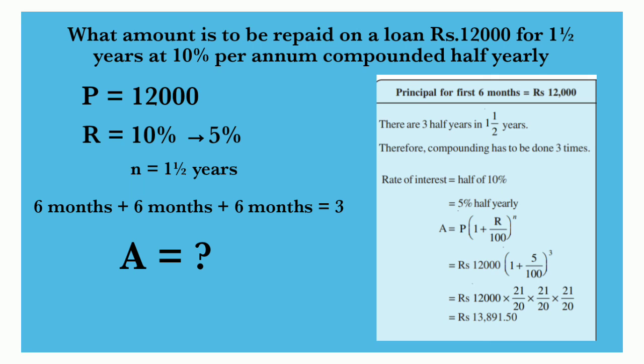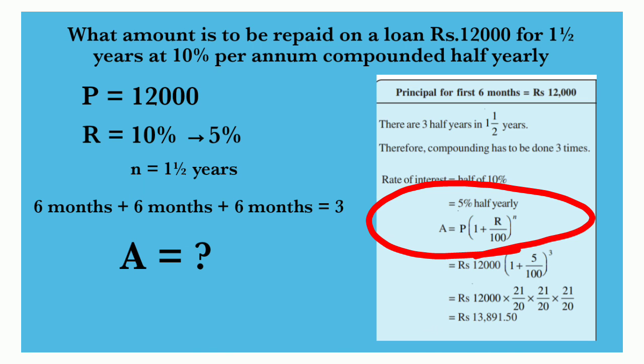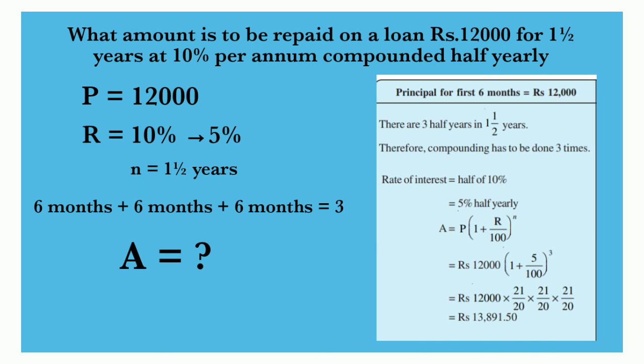Then n equals 1.5 years. 1.5 years means how many 6-month periods? 6 months plus 6 months plus 6 months, that is called 1.5 years. So how many? 3 periods of 6 months. So here n equals 3, very important, n equals 3 and r equals 5%. Using the formula A equals P into 1 plus R by 100, all raised to N, substitute the values. P is 12,000 into 1 plus R, the rate of interest 5%, 5 by 100, all raised to N, the number of periods, which is 3.